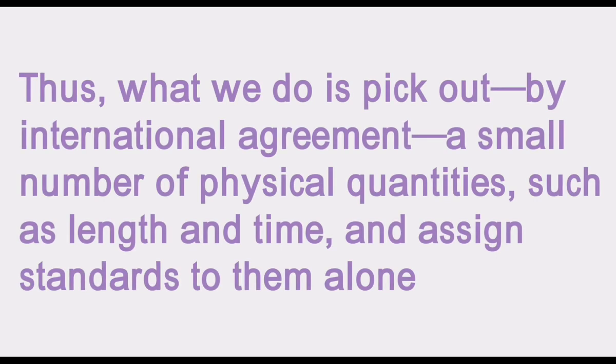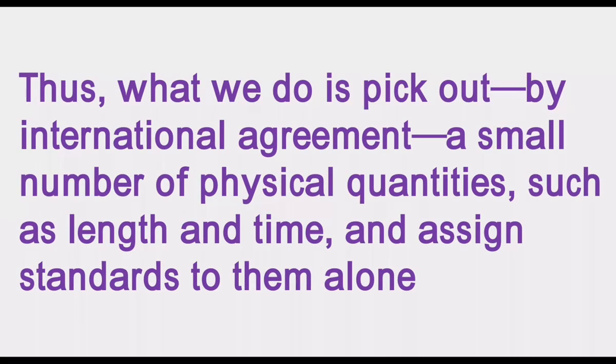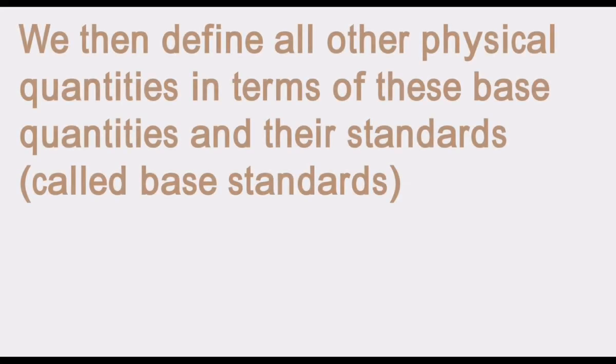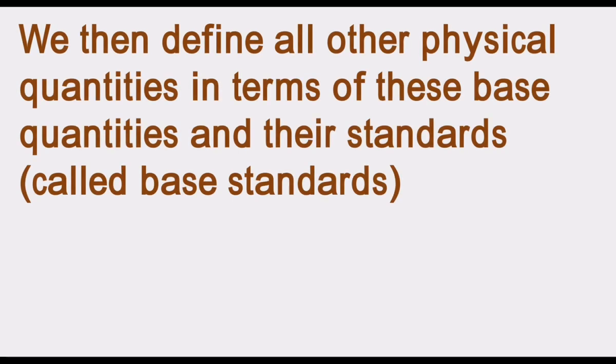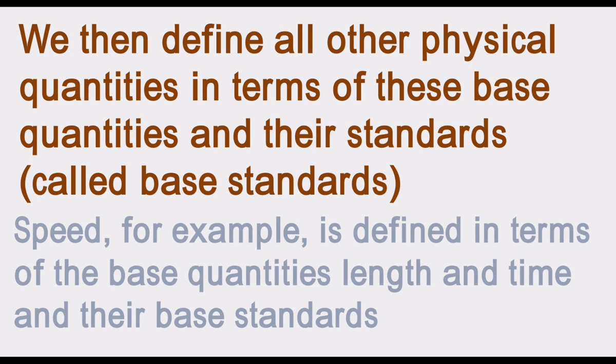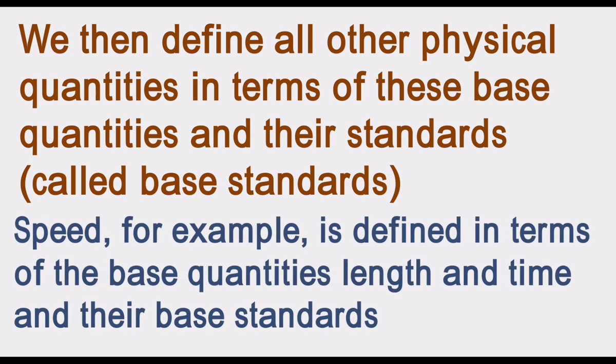Thus, what we do is pick out, by international agreement, a small number of physical quantities, such as length and time, and assign standards to them alone. We then define all other physical quantities in terms of these base quantities and their standards, called base standards. Speed, for example, is defined in terms of the base quantities length and time and their base standards.